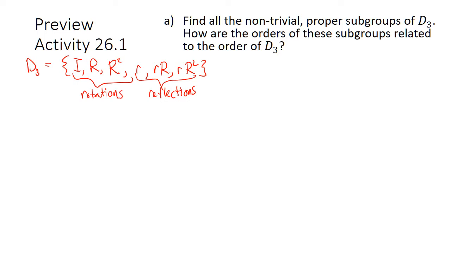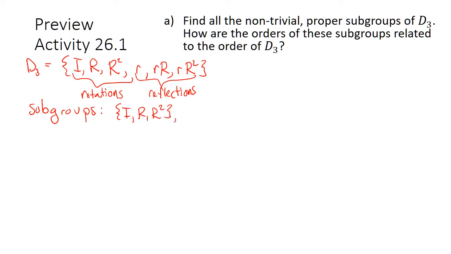So one thing you can note is that if you get either capital R or capital R squared in your group, then you must have all 3 of those rotations in there. So as soon as you get one of those 2, capital R or capital R squared, that brings in the other rotation. So one of the subgroups will be the following. So just the 3 rotations, that's a subgroup.